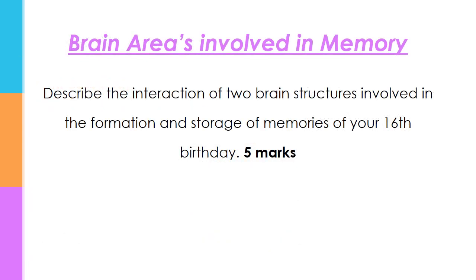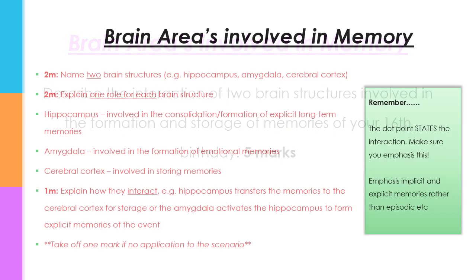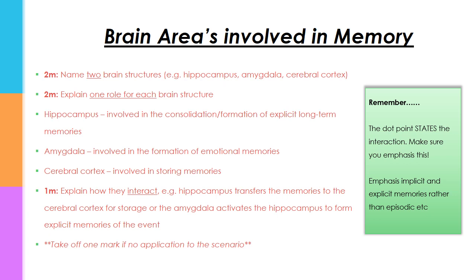So let's have a look at this question here. Describe the interaction of 2 brain areas involved in the formation and storage of memories of your 16th birthday. 5 marks. So you get 2 marks for naming 2 brain structures, and then 2 marks for explaining the role of each, and then 1 mark is the interaction.